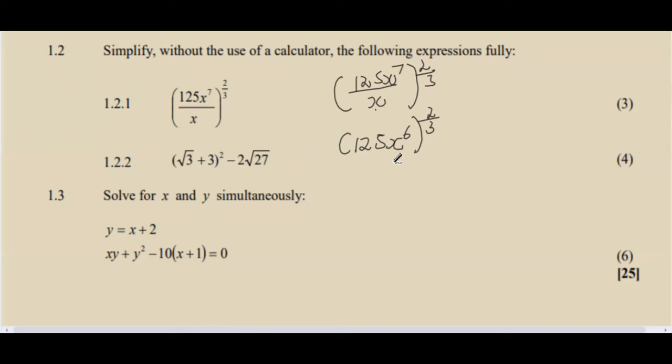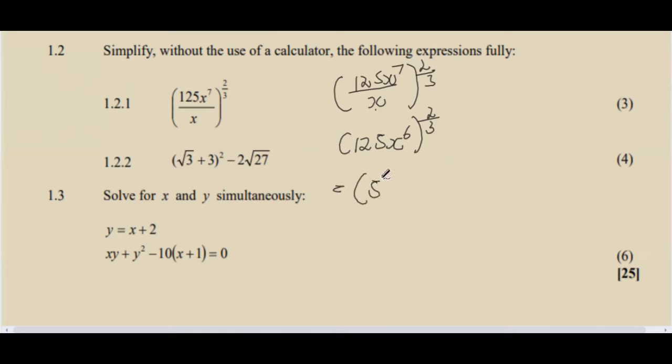Now, because I'm dealing with exponents, I will try to write 125 in terms of exponents. So on your calculator, you press 125, equal sign, then you press shift, and there's a button there that says factorize, fact.